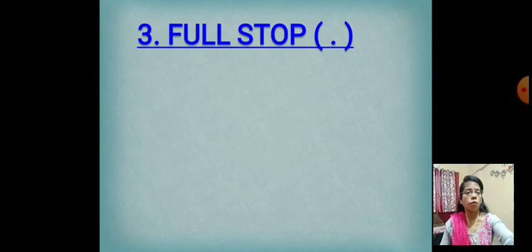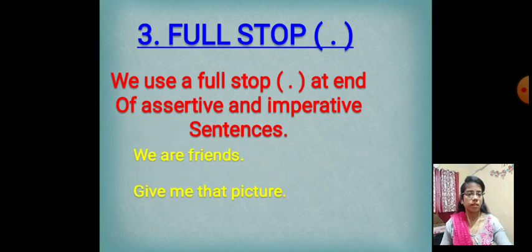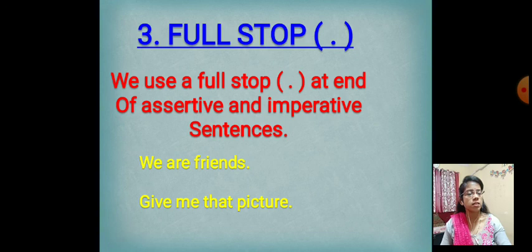Next one. Full stop. We use a full stop at the end of an assertive or imperative sentence. It means when the sentence is complete in assertive or imperative form, there we have to give the full stop. We are friends. Give me that picture. At the end of the sentence you always give the full stop.